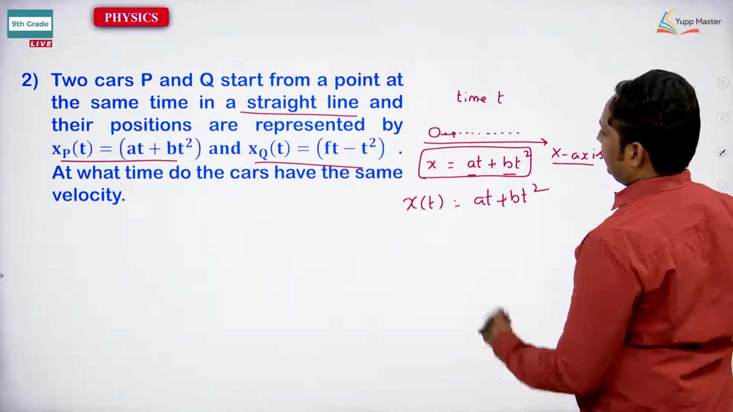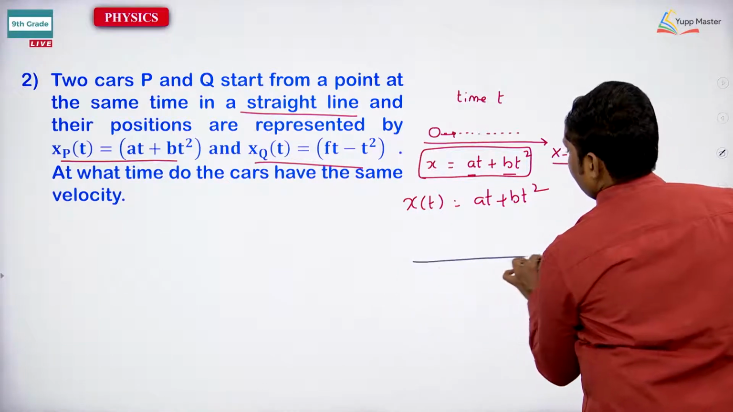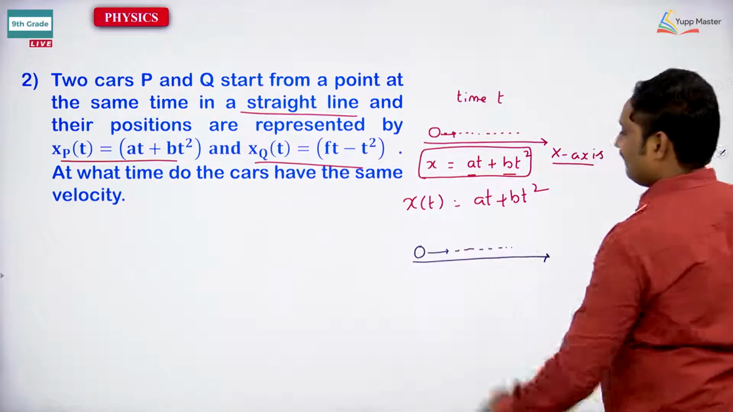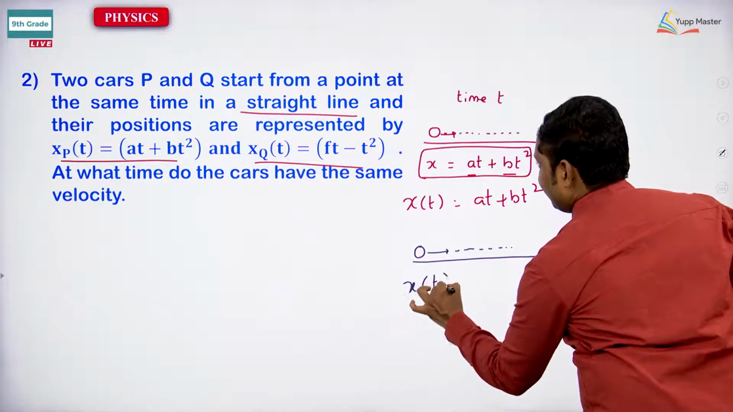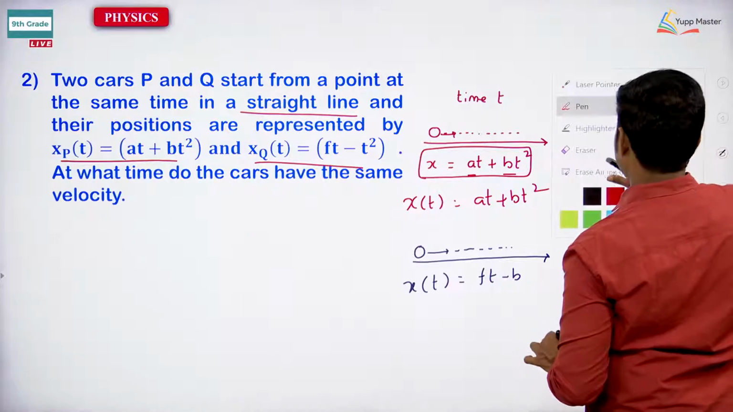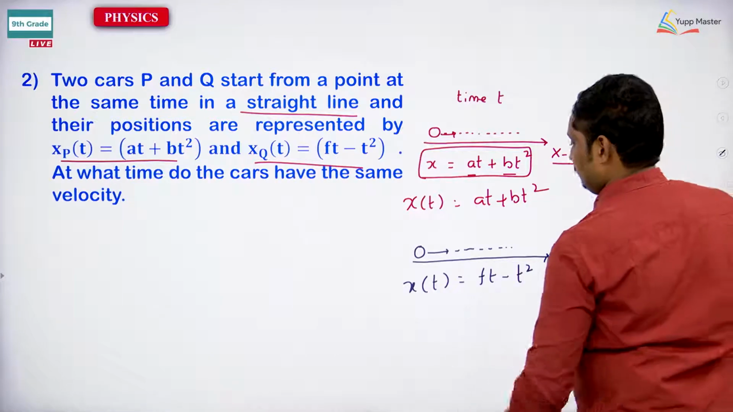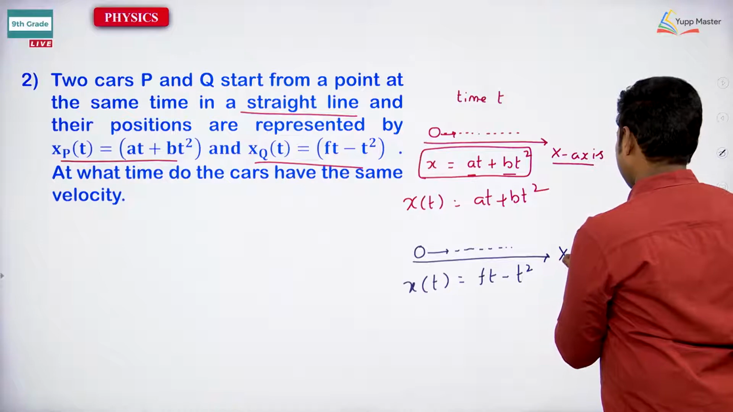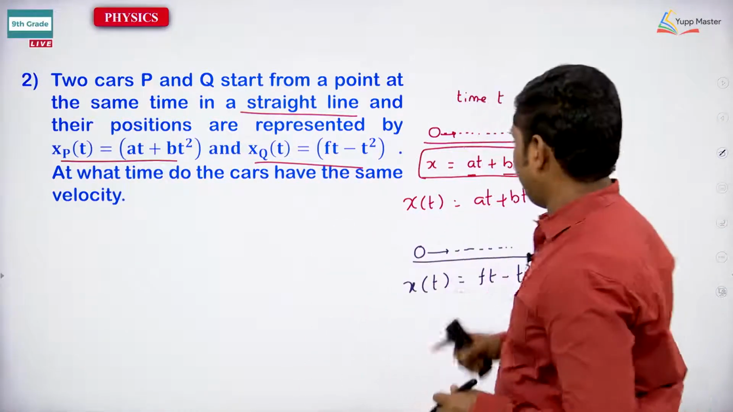All right, let us take another one, the second one, which has been taken, that is x of t, that is ft minus t square. All right, it is very clear. We are going to take the x axis. So, we have taken the two incidents, that is the first one and the second one.